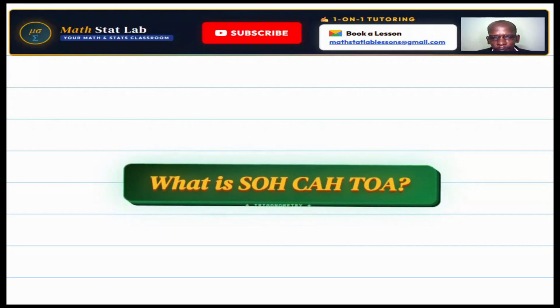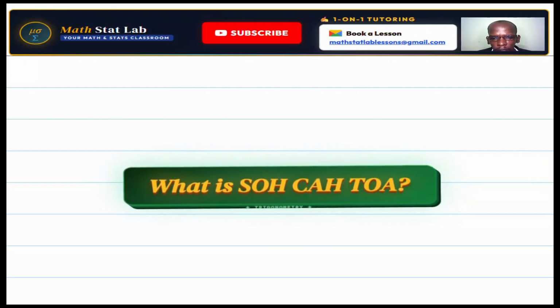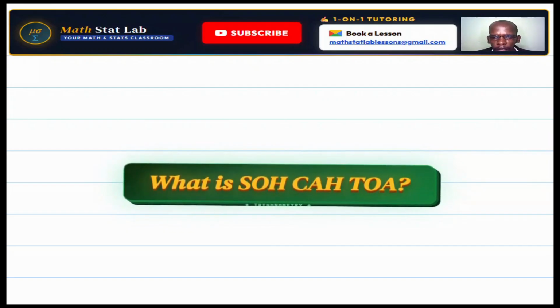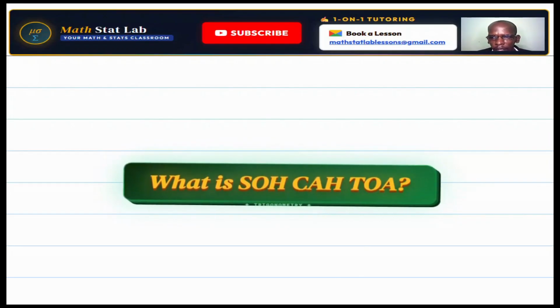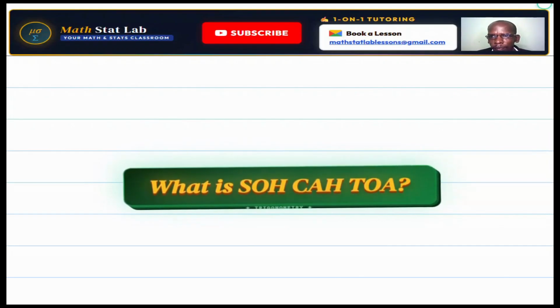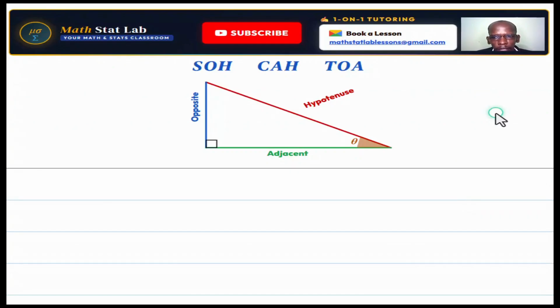In this lesson, we are going to learn what SOHCAHTOA is and how we can use it to find the missing sides and missing angles of a right-angled triangle. So, let's say for example, we have a triangle like this.